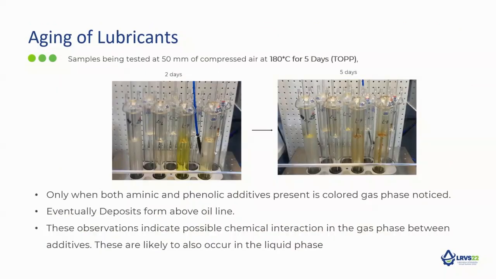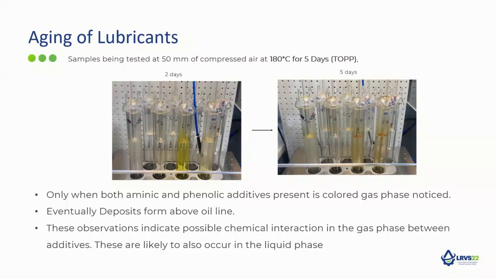Now that we have all the groundwork out of the way, we can speak about the experiment. Let's observe the tubes in the bath. The images show the testing apparatus under 180 degrees centigrade for 5 days. From these images, one can notice a distinct color change in the bottom right 2 tubes, while the others remain clear. This only occurs when both aminic and phenolic additives are present, resulting in a color change in the gas phase. As time continues, deposits eventually form above the oil line.